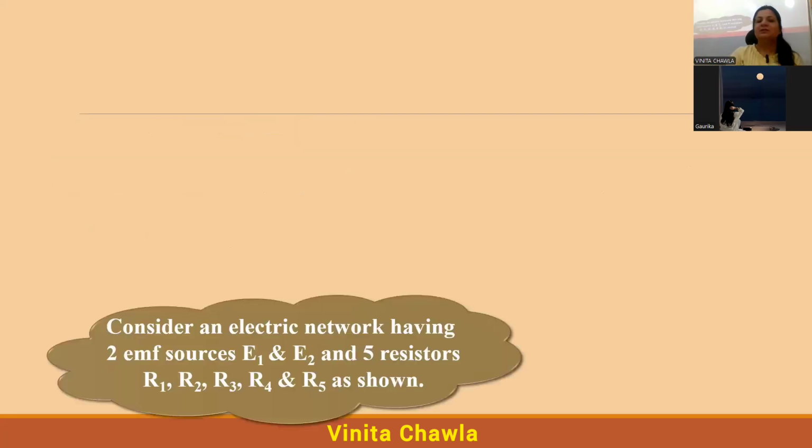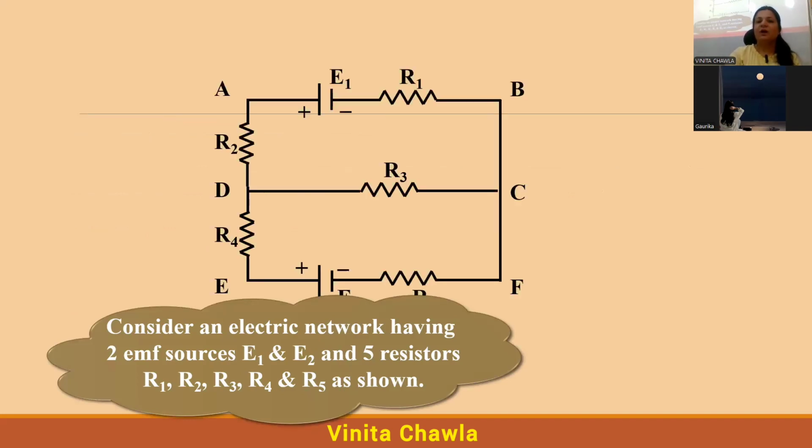Consider an electric network having two EMF sources, E1 and E2, and 5 resistors, R1, R2, R3, R4, R5 as shown.